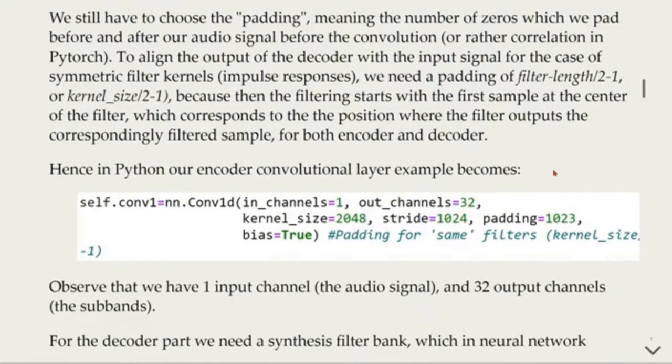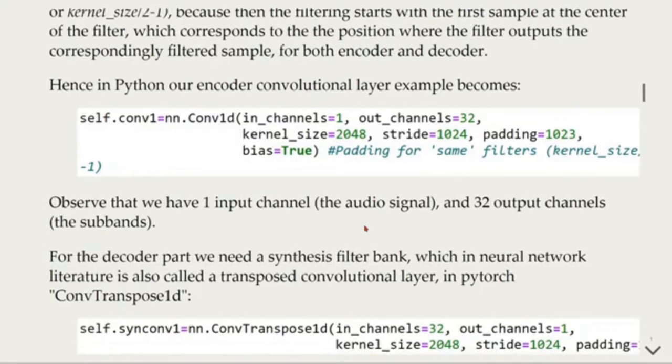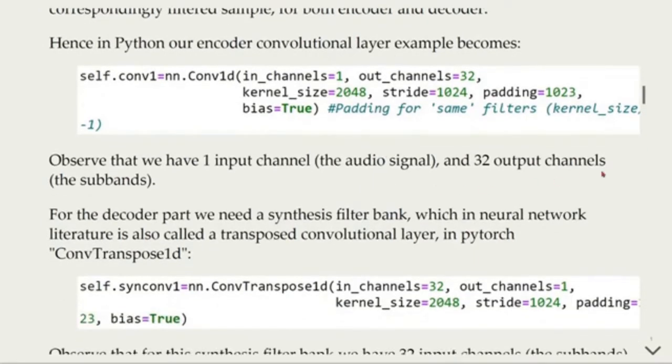Hence, in Python, our encoder convolutional layer becomes this here. So we will have the number of in channels equals 1, the number of out channels equals 32, the kernel size equals 2048, so it's 2N. The stride will be 1024, and padding will be the kernel size divided by 2 minus 1, and we use bias equals true. Observe that we have one input channel, the audio signal, and 32 output channels, the subbands.